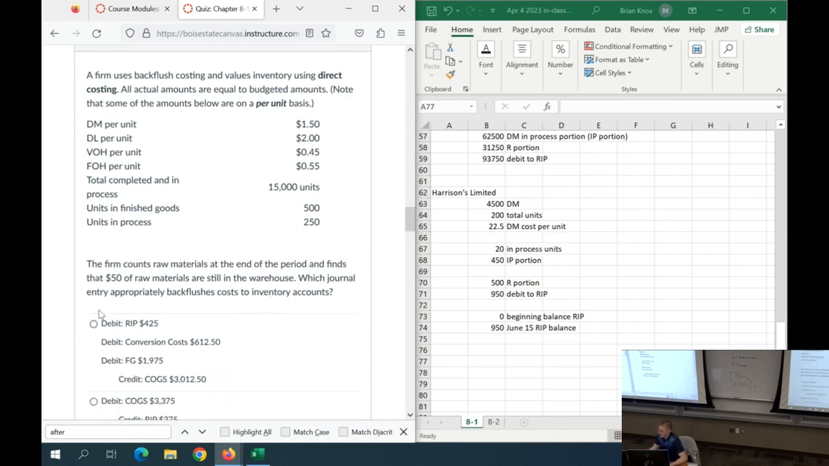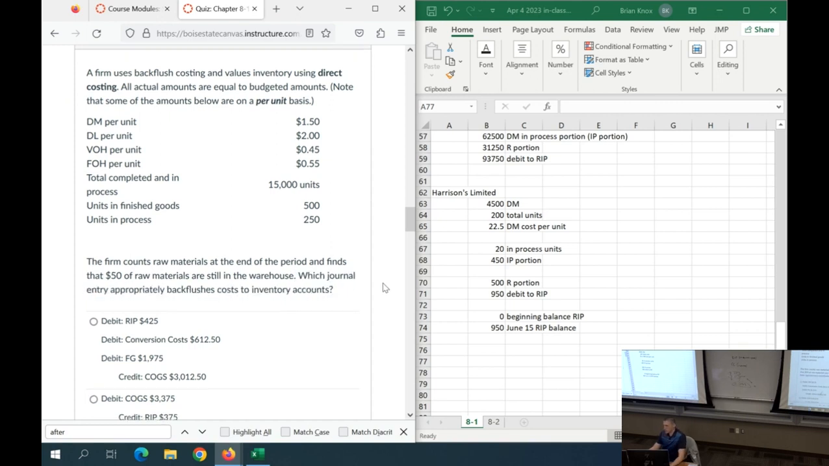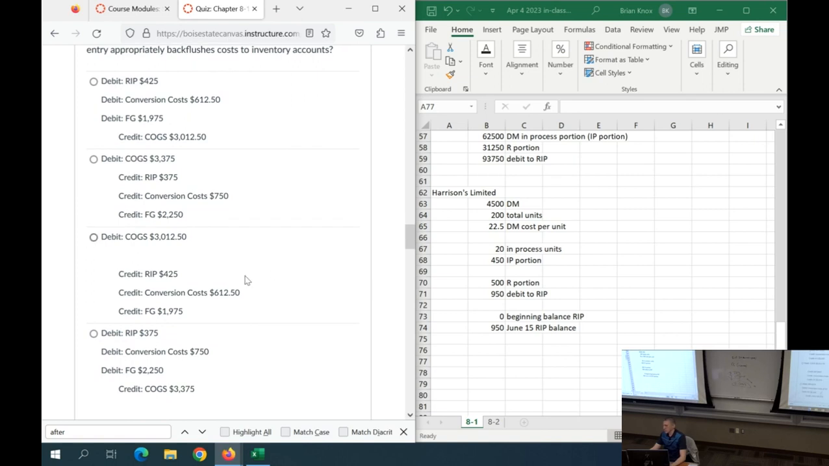All right. Let's see. Firm accounts for which journal entry appropriately backflushes cost to inventory account. So first, let's just look at these entries and see if we can rule any out. Yeah, we can rule 2 out. Your backflush entry should not be debiting COGS. You've been debiting COGS with your costs throughout the period because they're accumulating in that expense account. When you later backflush, you're trying to debit inventory accounts, so they go up with the debit. So you need to credit COGS and push some of that balance back to the inventory account. So it can't be the B option or the C option. It's got to be A or D.